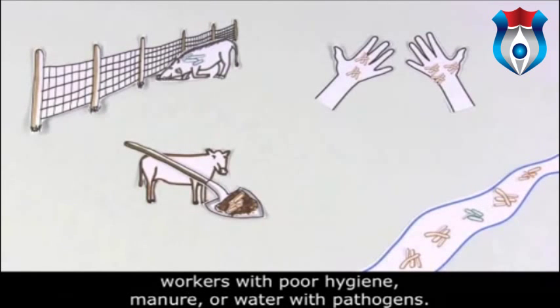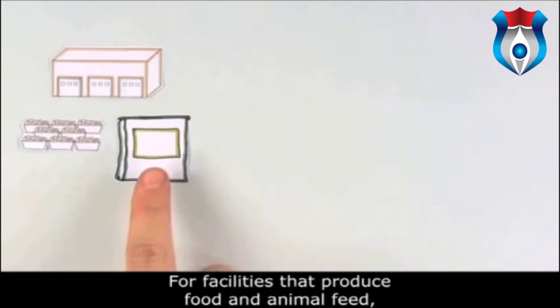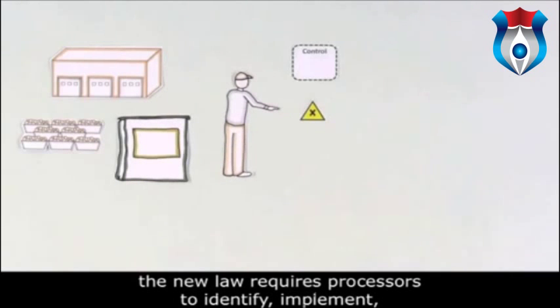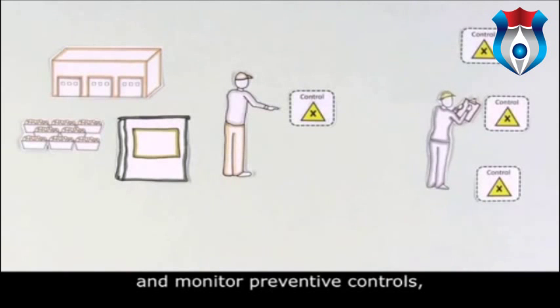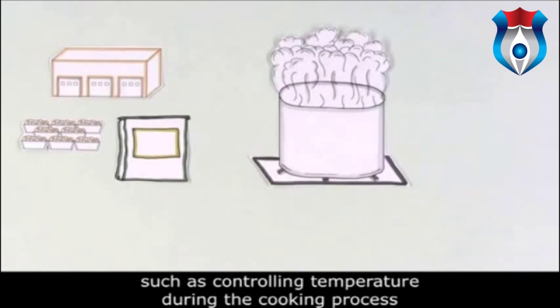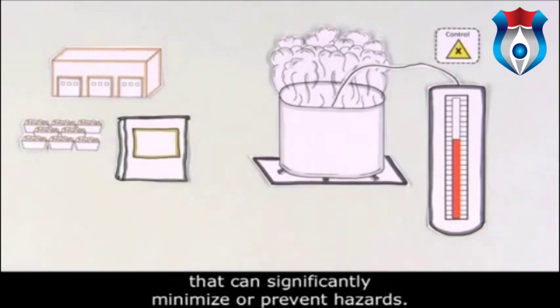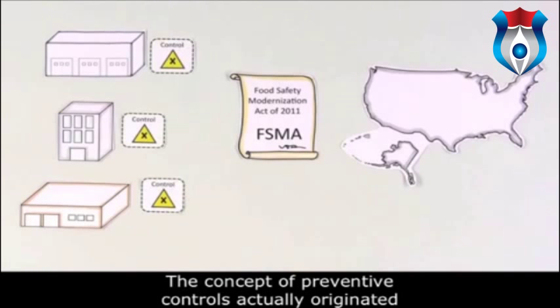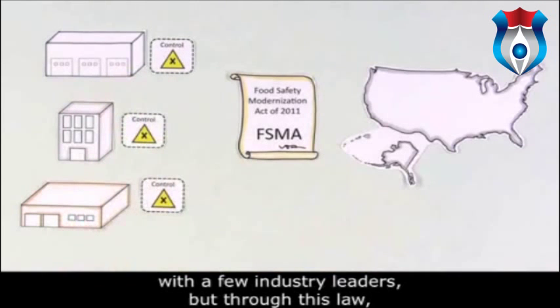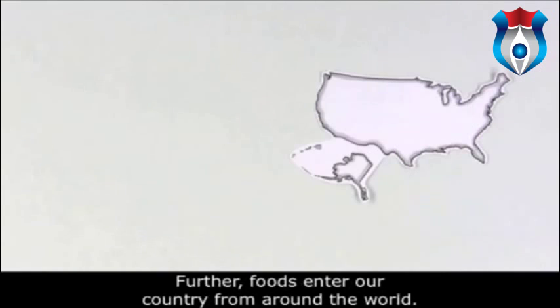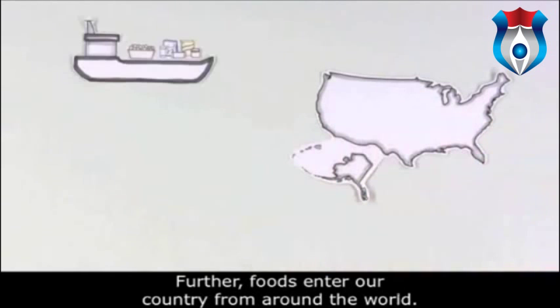For facilities that produce food and animal feed, the new law requires processors to identify, implement, and monitor preventive controls, such as controlling temperature during the cooking process, that can significantly minimize or prevent hazards. The concept of preventive controls actually originated with a few industry leaders, but through this law, it will become the norm.